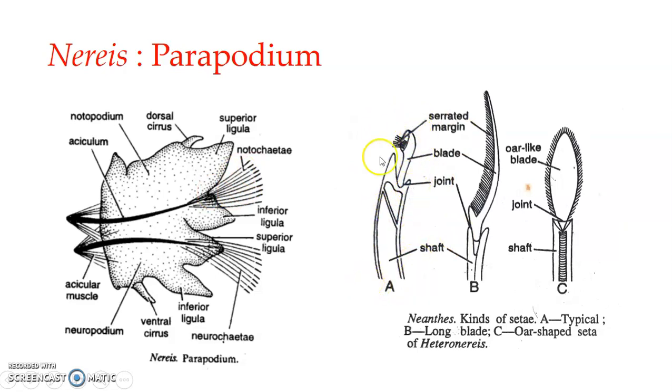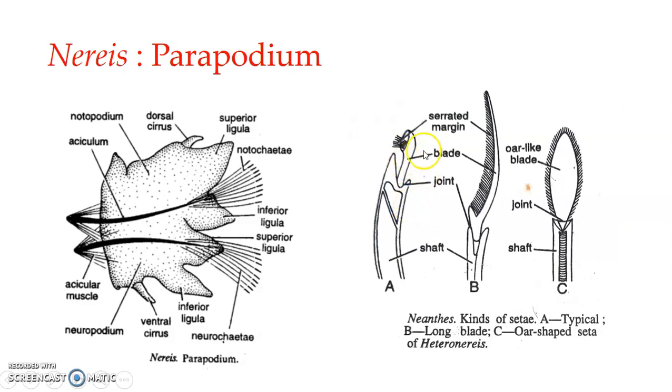We will take one type of setae over here. Each seta is a two-jointed structure: the basal shaft, which is attached to the body, or the proximal part, is known as the shaft, and the distal part is known as a blade. The setae of Nereis, we can see, are of different types.